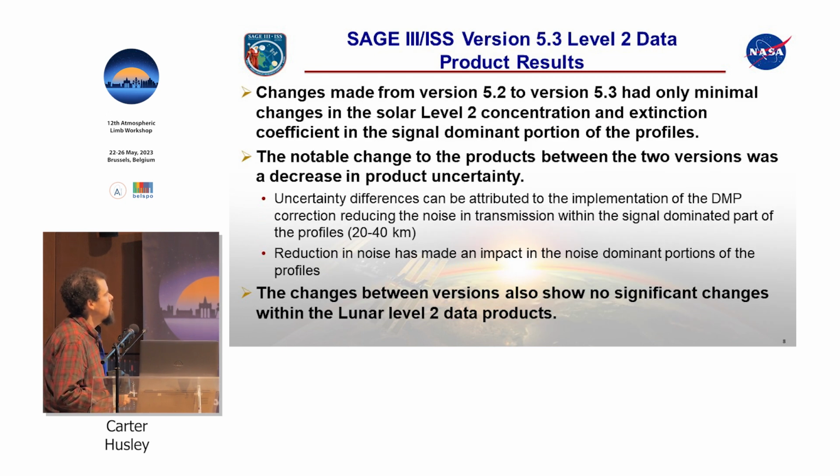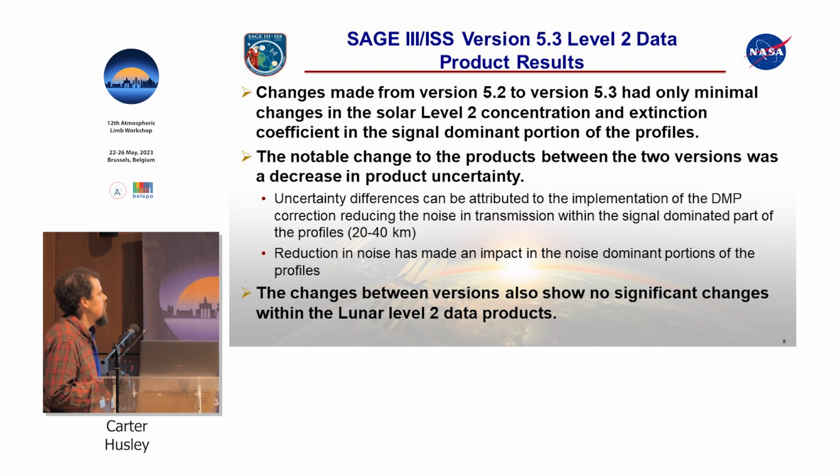So this is going to be a summary of the differences between 5.2 and 5.3. The changes between version 5.2 and 5.3 were only minimal in the solar level 2 concentration and extinction coefficient in the signal dominant parts of the profile. However, these changes did show a decrease in product uncertainty between the 2 versions.